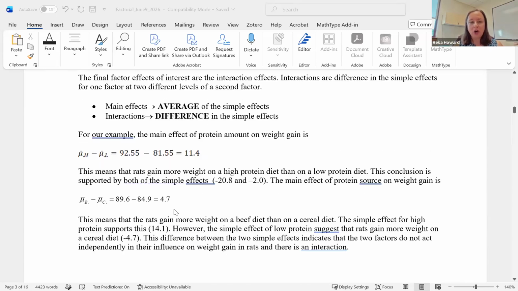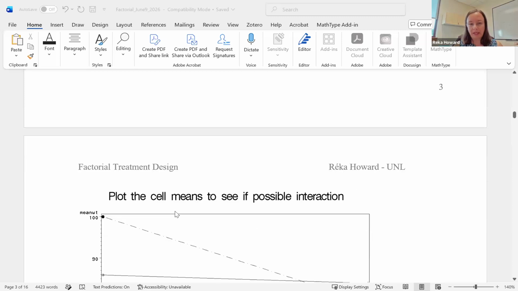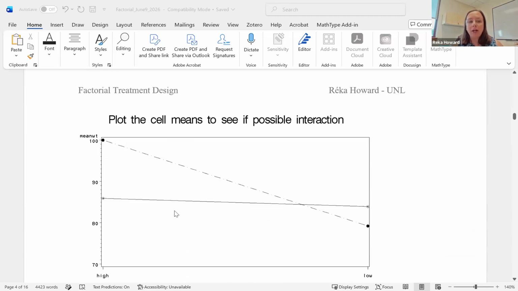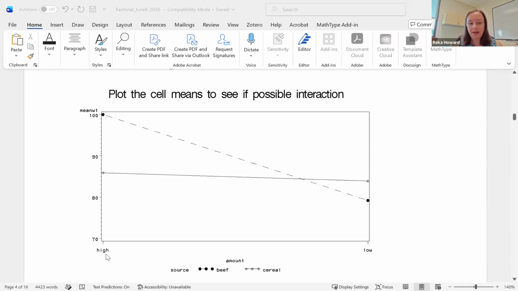Again, you have these calculations. I'm skipping those, but they are there. But this is one important aspect when you are actually plotting this interaction. So this is an interaction plot. What's happening here is we have the high and the low protein, and then the different lines represent the different sources of protein, the beef and the cereal. So as we know, we have interaction when the lines are crossing. So this is nice, and we can see that there is an interaction.